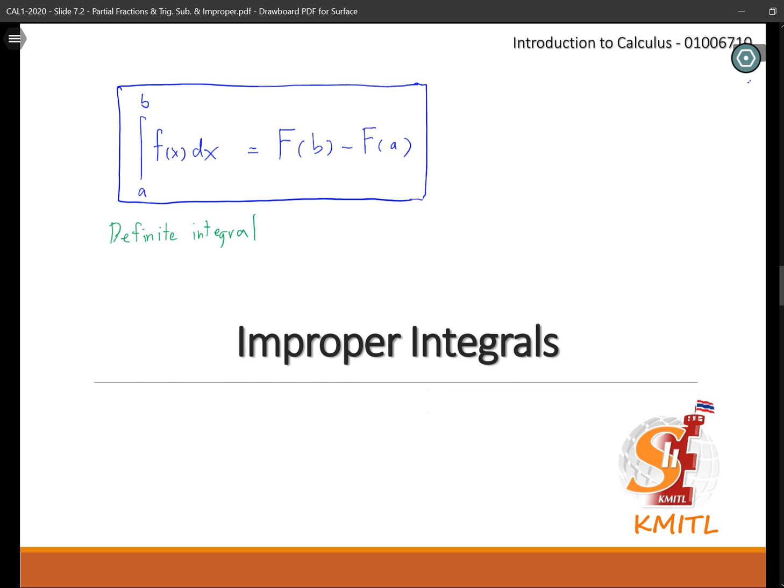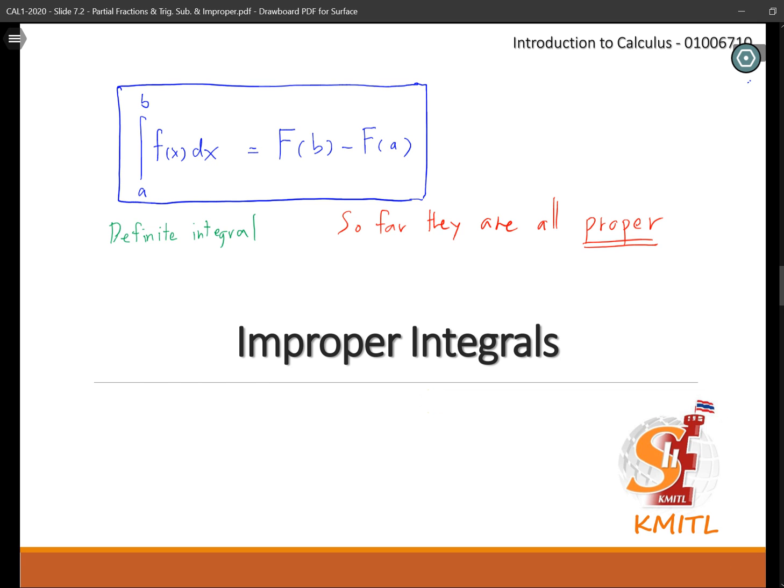The ones that we have seen so far, they are all proper. Alright, so let's make a note here. The ones that we have seen so far, every one of them is proper. That's the key word. Every one of them.